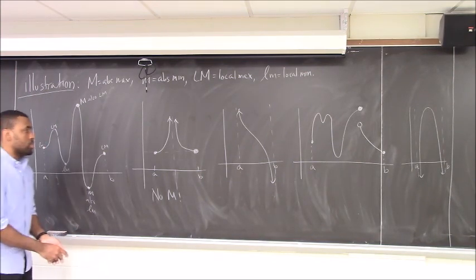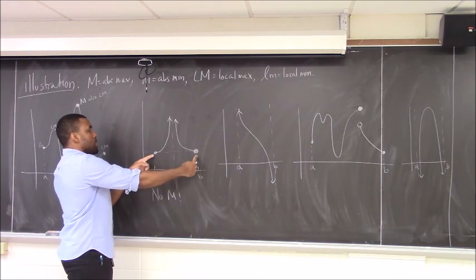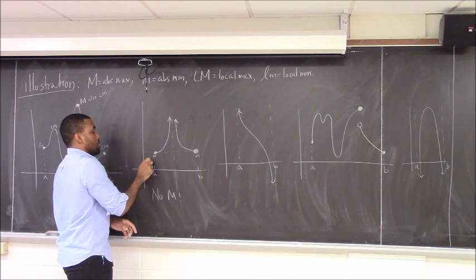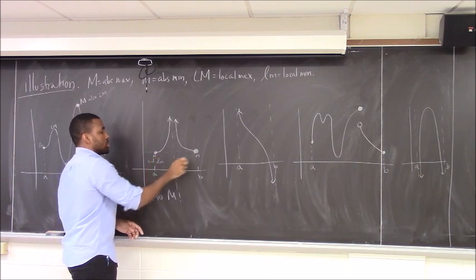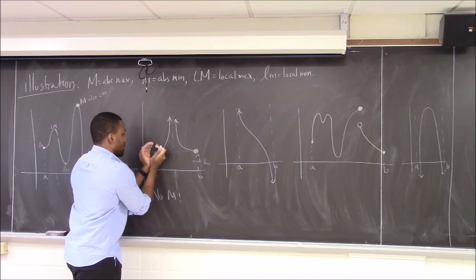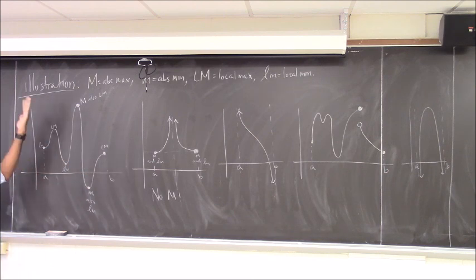Any absolute minimums? At A and B, we have absolute minimums. By the way, they're also local minimums. Right? If I zoom in on their region, they're also the smallest guy. So they're also local minimums. So this is a case where you don't have to have all these kinds of things present.